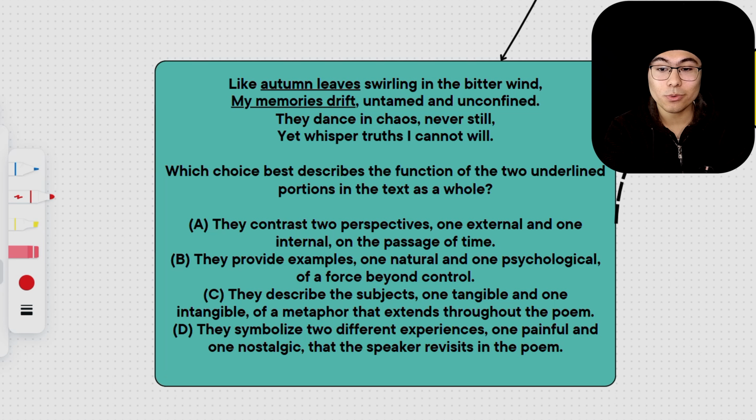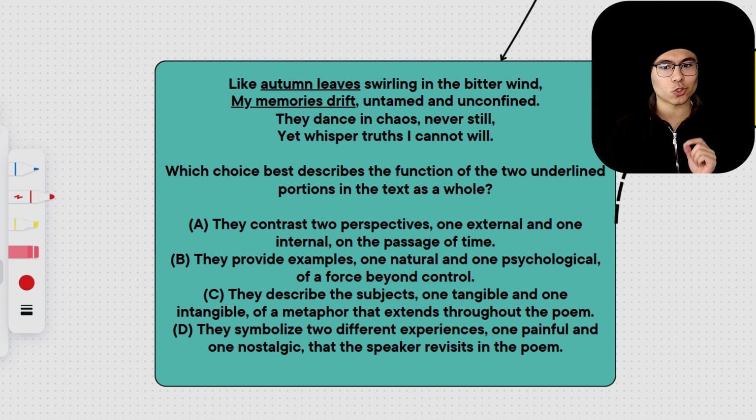Now let's go through the answer choices. Choice A: they contrast 2 perspectives, one external, one internal, on the passage of time. Well, this poem isn't about time passing. It's about how memories move like those leaves. So this is wrong. Choice B: they provide examples, one natural, one psychological, of a force beyond control.